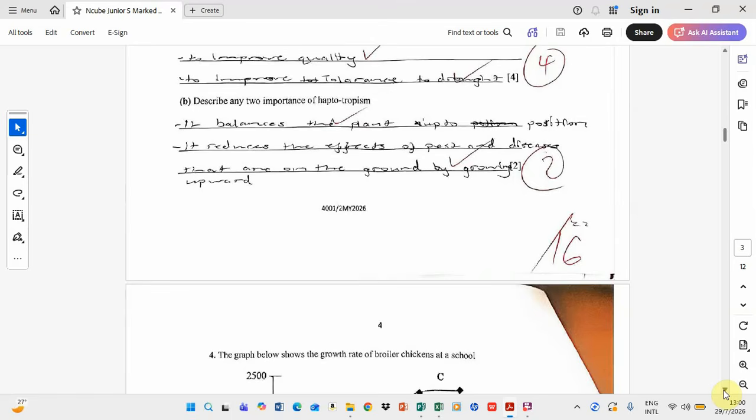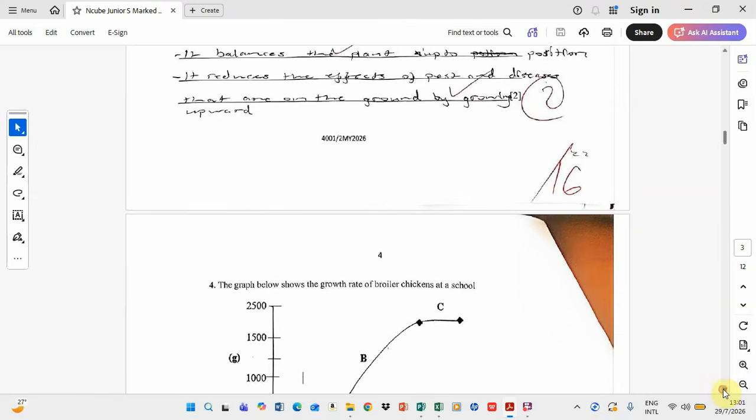So how is this important now? It balances the plant upwards. Those plants with the weak stems are balanced by the other plants, and this is being influenced by haptotropism. It also enables the plants to access light as they are growing and climbing on other plants. They can effectively access light. So this is another importance of haptotropism. So yeah, he is just supposed to give 2 points for that question.